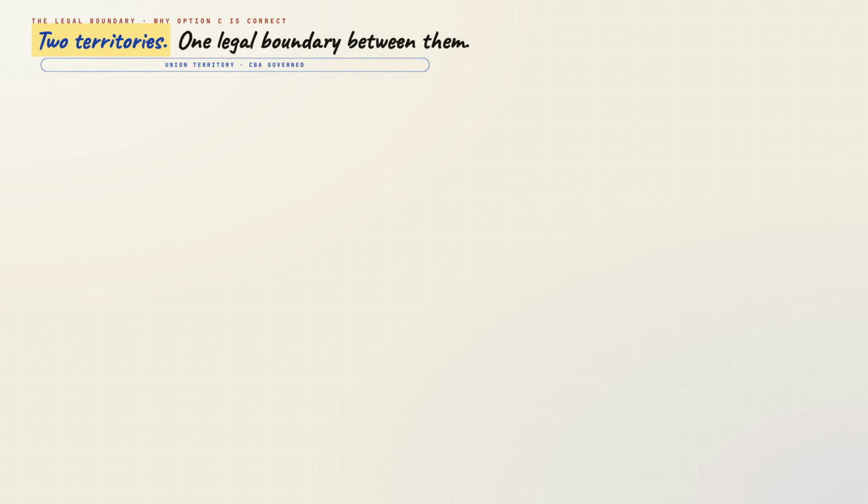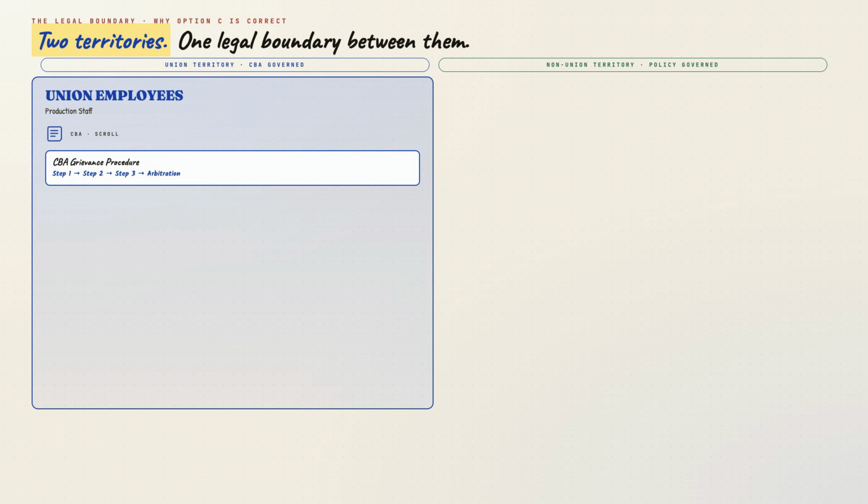Picture the workforce as a map. 2 territories, 1 legal boundary between them. The left territory, union employees, production staff covered by the active collective bargaining agreement. Their dispute resolution system is already defined, a multi-step grievance procedure that was negotiated, signed, and recently renewed. This procedure is not a policy the employer wrote. It is a contract the employer signed.